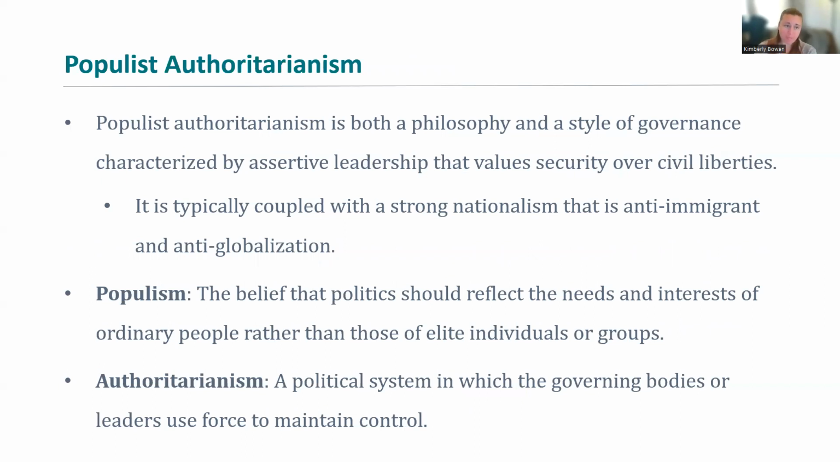All right. Populism and authoritarianism. This is both a philosophy and a style of governance that is characterized by assertive leadership that values security over civil liberties. It is typically coupled with a strong nationalism that has anti-immigrant and anti-globalization ideas. Populism is the belief that politics should reflect the needs and interests of ordinary people rather than those of elite individuals or groups. Now, this does not mean that it is always operated by the people for the people, right?